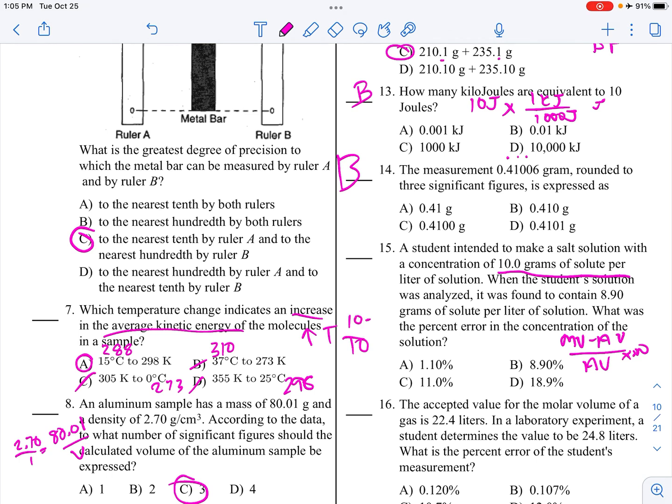I'm not going to subtract in such a way that you would have anything negative, because anything negative we're just going to make positive anyway. So 1.1 divided by 10 is 0.11, times 100 is 11%.